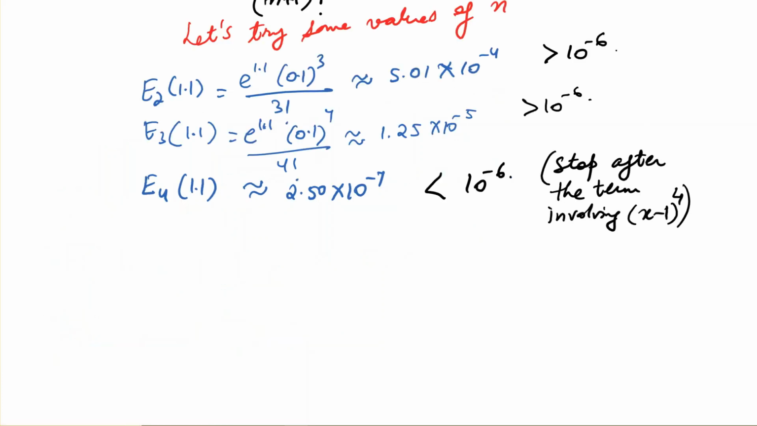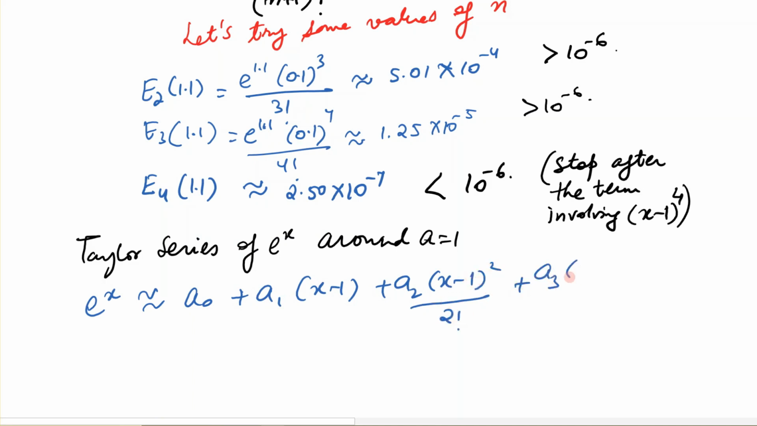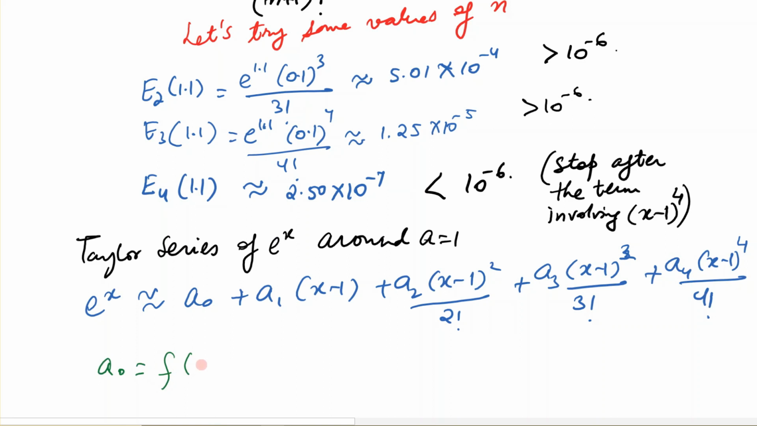So now let's try to write the Taylor series around a equals 1 for the function e raised to power x. So that would be a naught plus a1 times x minus 1, plus a2 times x minus 1 squared over 2 factorial, plus a3 times x minus 1 cubed over 3 factorial. And since we want terms up to x minus 1 raised to power 4 over 4 factorial, we'll stop here. A naught is just the value of the function at a, so the value of the function at 1, which means e raised to power 1, which is just e.